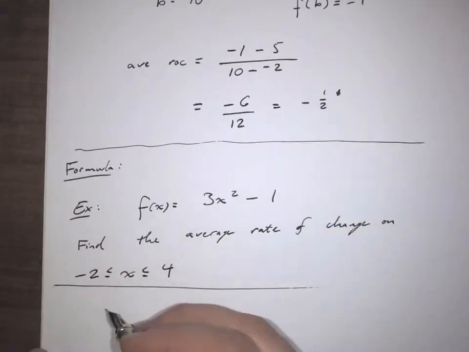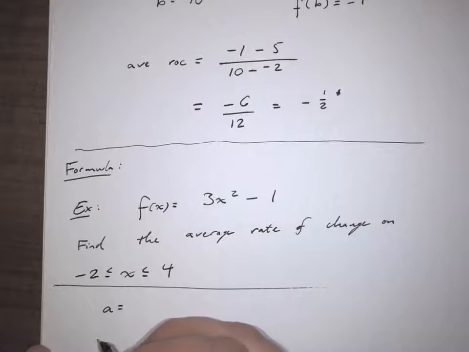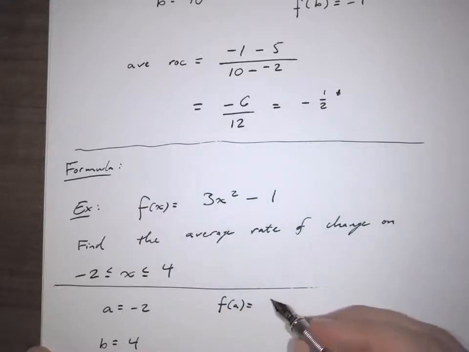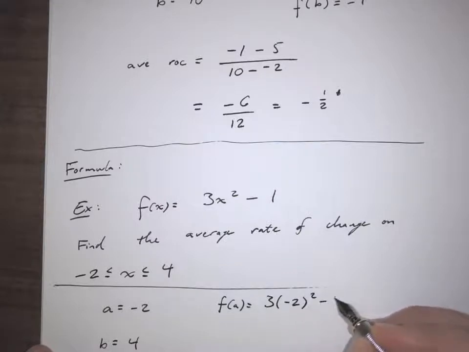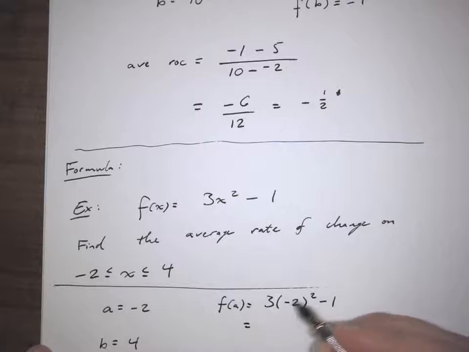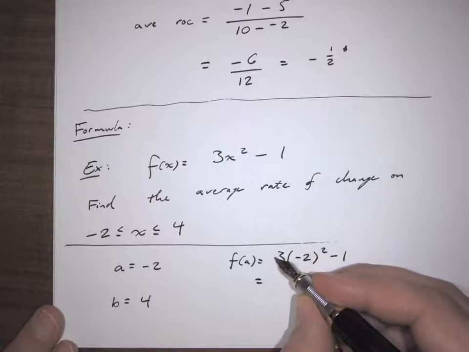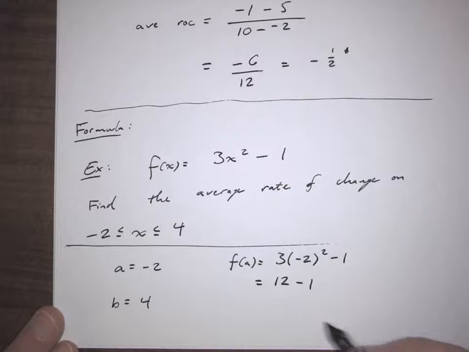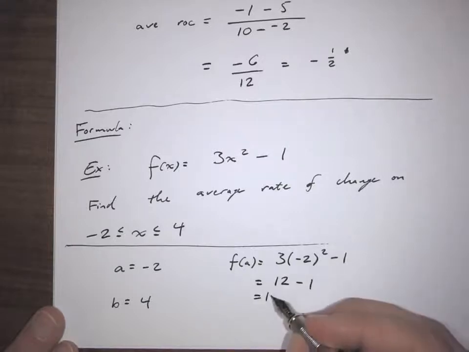And so the task is, first off, just figure out what's a, what's b, what's f of a, what's f of b. So a here is going to be negative 2, b here is going to be 4. F of a is going to be what we get when we plug that x value into that formula. So that's going to be 3 times negative 2 squared minus 1, which equals, you evaluate it as usual from the inside out. Negative 2 squared is 4 times 3 makes 12 minus 1 is equal to 11.